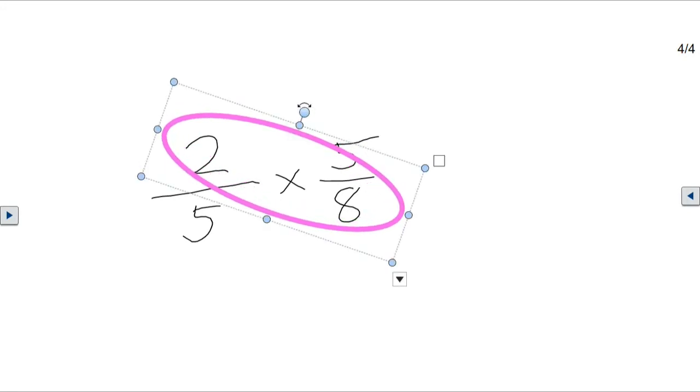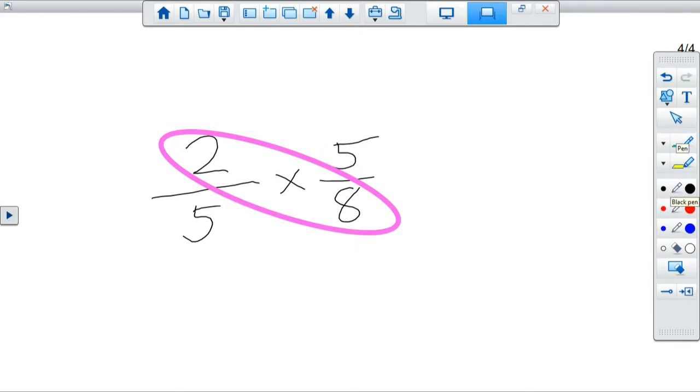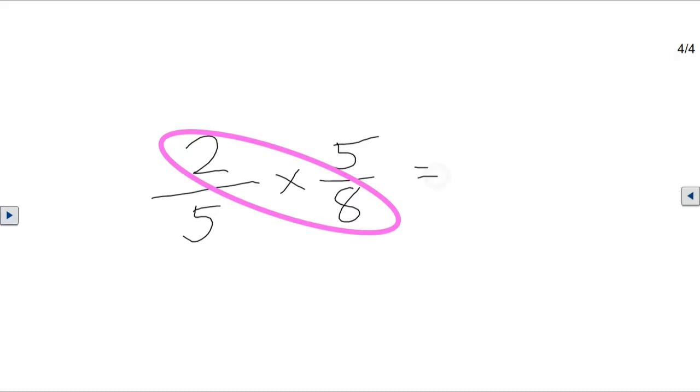Okay, so first I'm going to look at 2 and 8, and I want to ask myself, is there anything that I can divide out of both of those? Because essentially what I'm doing is 2 times 5 over 5 times 8, so just like when you simplify a fraction, I can simplify in that form.